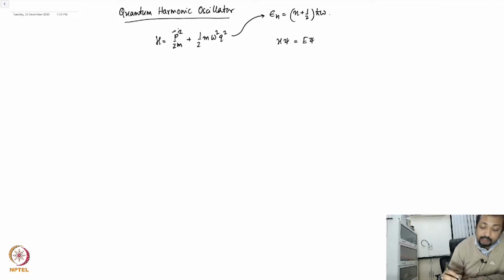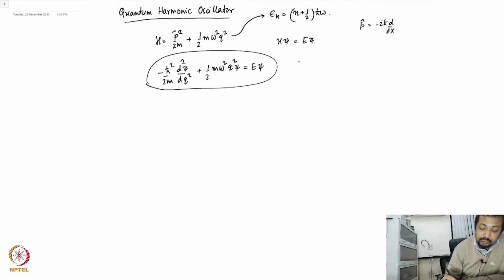The operator p hat over here is minus i h bar d/dx, so that if I substitute this Hamiltonian, this becomes minus h bar square over 2m d2 psi/dq2 plus half m omega square q square psi, because the coordinate in our case is q, is going to be E times psi. And we solve this equation to get the energy eigenfunctions psi n of q.